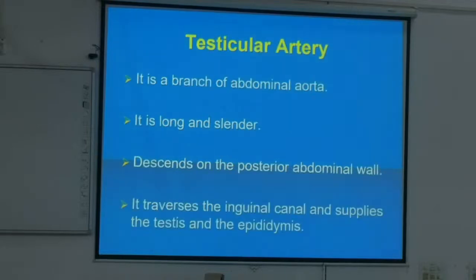Next is the testicular artery. It is a branch of abdominal aorta. We are discussing the contents of the spermatic cord in detail. So first we discuss the vas deferens. Then the testicular artery is a branch of abdominal aorta. It is long and slender, descends on the posterior abdominal wall. You will see it in the dissection of posterior abdominal wall. Okay, testicular artery. It traverses the inguinal canal and supplies the testis and the epididymis.